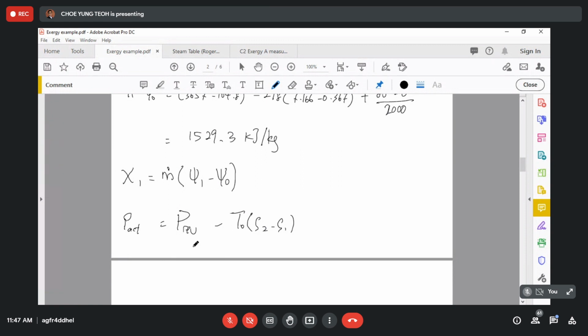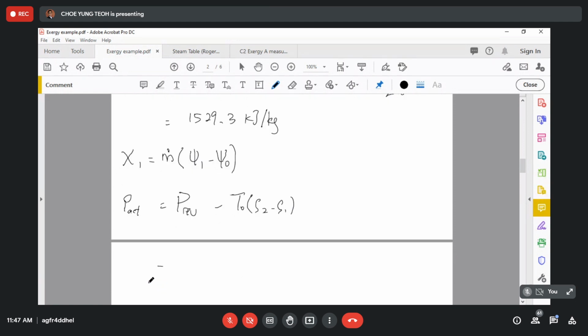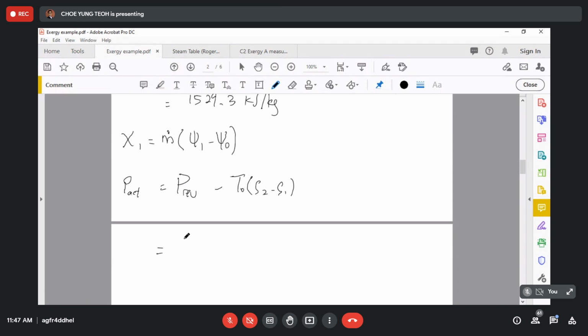Okay, so now I want to remove this T0 (S2 minus S1). Then I can get it from this. B reversible. Okay, so you have work done to the surrounding. So we have the H2 minus H1, and then plus the second term, negative T0 (S2 minus S1).